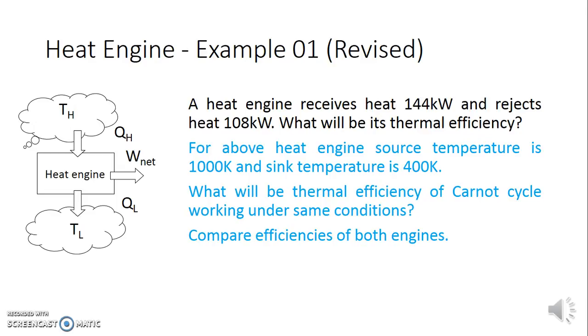Let us come back to example 1. A heat engine receives heat 144 kilowatt and rejects heat 108 kilowatt. What will be its thermal efficiency? For our heat engine, source temperature is 1000 Kelvin and sink temperature is 400 Kelvin. What will be thermal efficiency of Carnot cycle working under same conditions? Compare efficiencies of both engines.